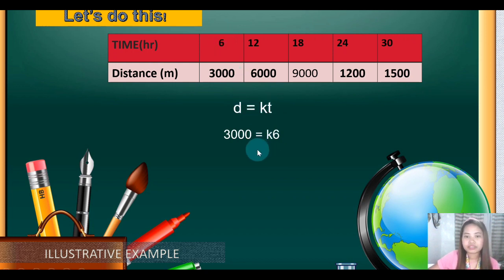Now, the next step is to think of a number that can divide both 3,000 and 6. In order to cancel out this number, you need to divide both sides by the same number. So we have 3,000 divided by 6 is equal to k times 6 over 6. So 6 over 6 cancels out, and 3,000 divided by 6 is 500. 500 is equal to k.